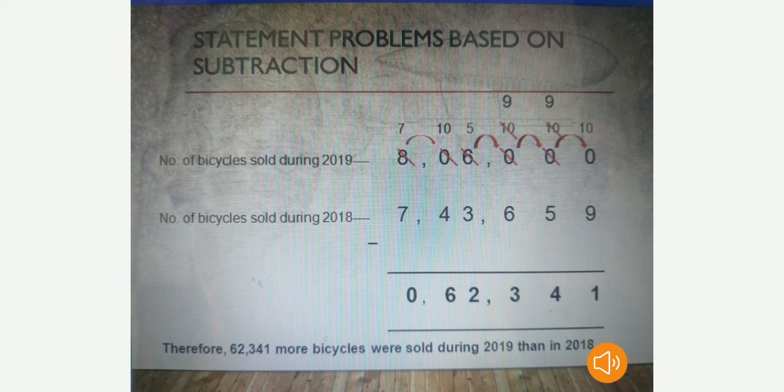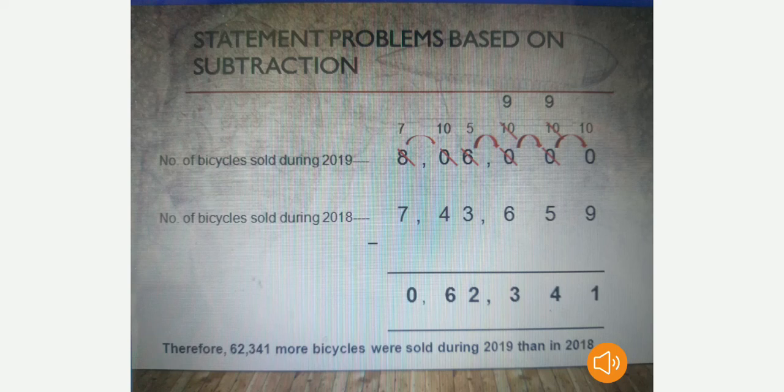Now 10 minus 9 is 1. 9 minus 5 is 4. 9 minus 6 is 3. 5 minus 3 is 2 because here from 6 I gave 1. So here it is 5.